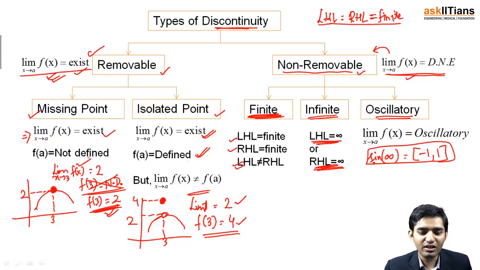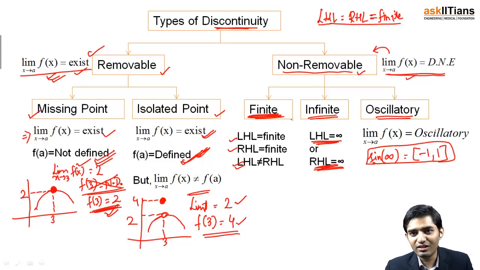If the value of the function is defined, if f of a is defined, then it will be isolated point type, and if f of a is not defined, then it will be missing point type. If the limit exists and the function is defined, then it will be isolated. If the limit exists and the function is not defined, then it will be missing point type.